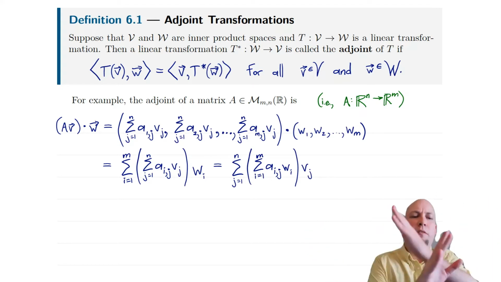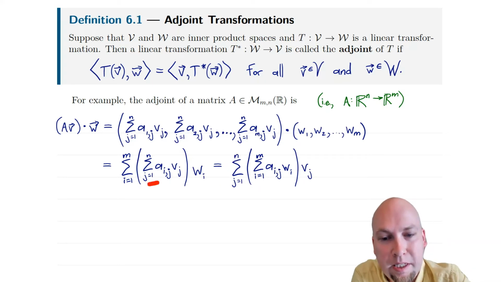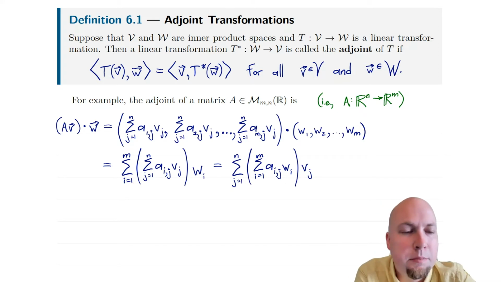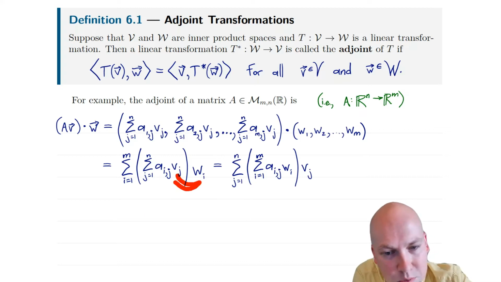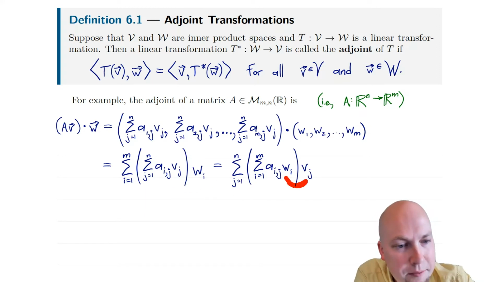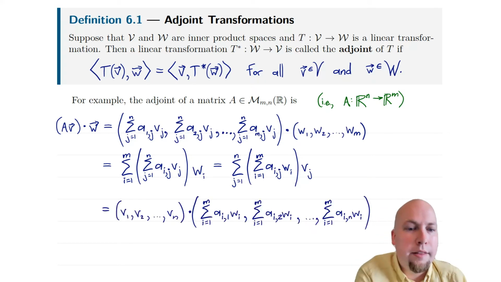And I'm just going to move things around a little bit. Here I've got two sums. Well, I can swap the order of the sums. So now instead of summing over J on the inside and then summing over I on the outside, I'm going to flip it around. So I sum over I on the inside and J on the outside. And also, I'm just going to swap the order of the V's and the W's. That's just operations on real numbers. Nothing weird going on there.